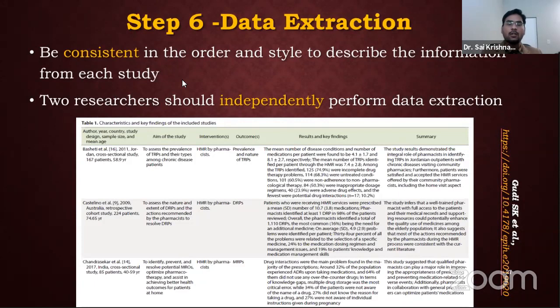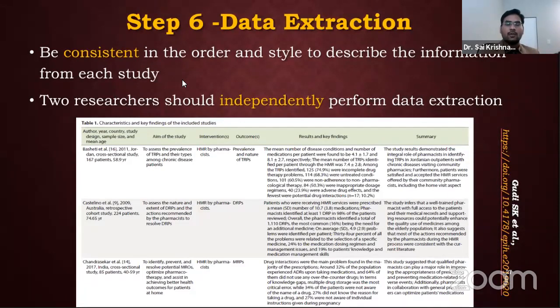I have reported all those things in the first column, and moving on to the second column, that could be the aim or objectives of the study. Next, it could be the interventions, the outcomes they have used and their key findings, ending up with their conclusions or the summary. So this is how a data extraction table looks.